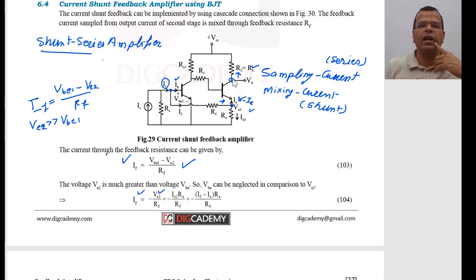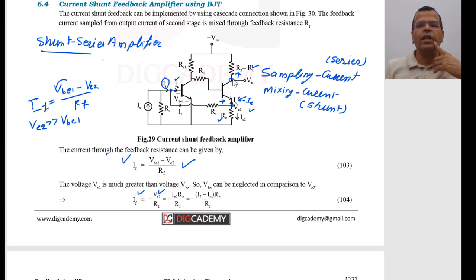You can see that I have taken just approximation. So VB minus VE2 will be approximately equal to minus VE2. So that is one approximation. But voltage at this point is what? The current in this resistance RE into IE2. So voltage VE2 is IE2 into RE, divided by RF. Of course minus sign outside because I have neglected base to emitter voltage.